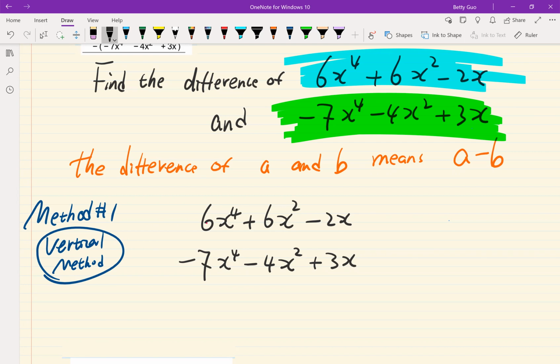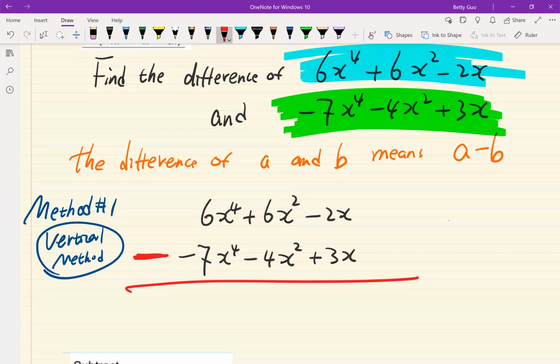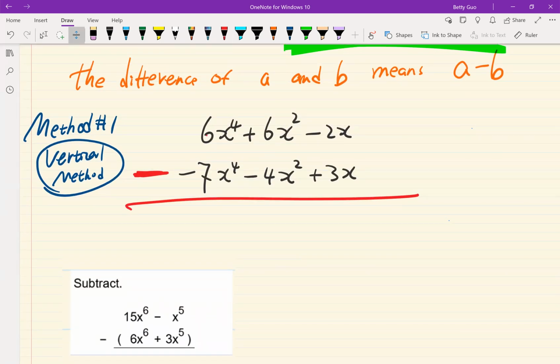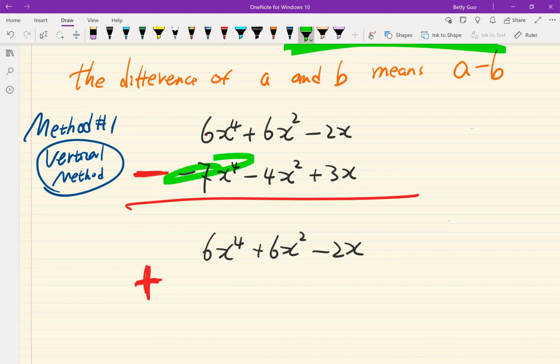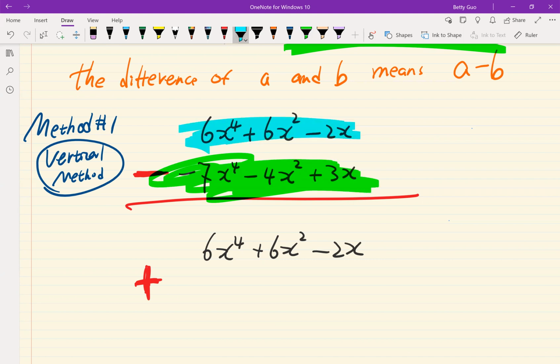Okay, we are minusing. So here we have minusing. We are going to transform the expression or the diagram like this. We keep the blue polynomial, the polynomial above, and now we're going to change the minus to addition, to plus. Change the minus to plus. And now we are going to change all the terms in the green. So we copy blue. Blue doesn't change. For the green, we are going to change every single term to its opposite.